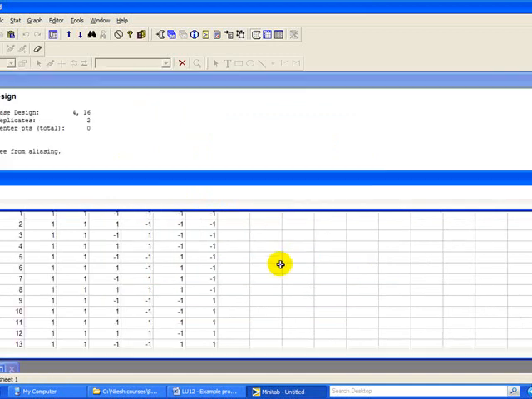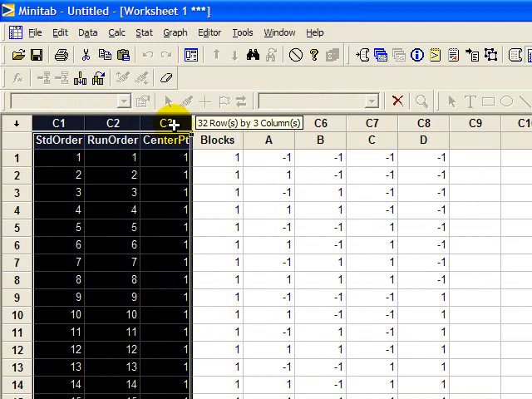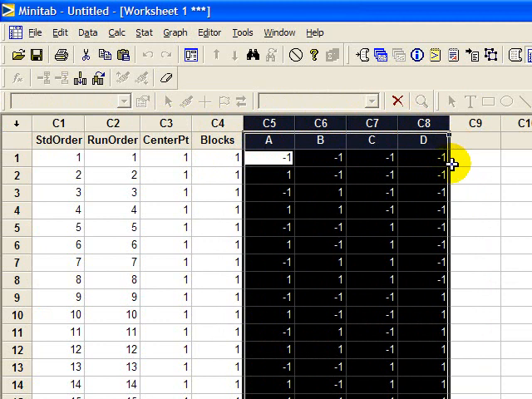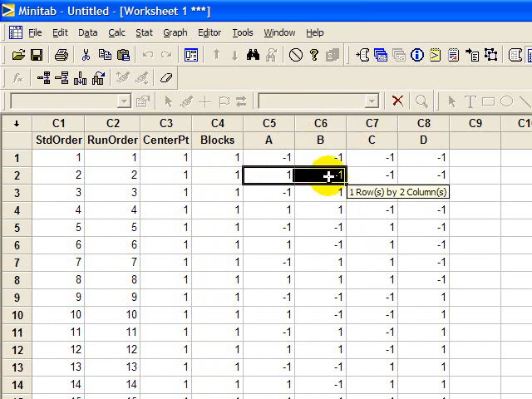Now you can see here Minitab has created the factorial design for us. Ignore the first 4 columns, concentrate on these 4 columns. We have A, B, C, D, 4 factors, and we have a combination here, -1, -1, -1, -1, which means the low level of all the factors, right? These are the combinations. Similarly here, +1, -1, -1, and -1, so high level of factor A, and low level of the remaining 3 factors.